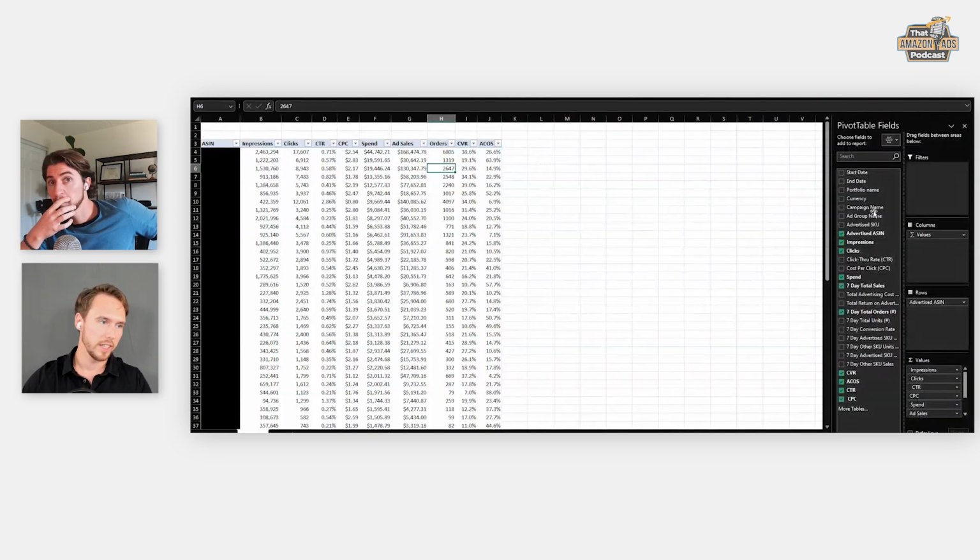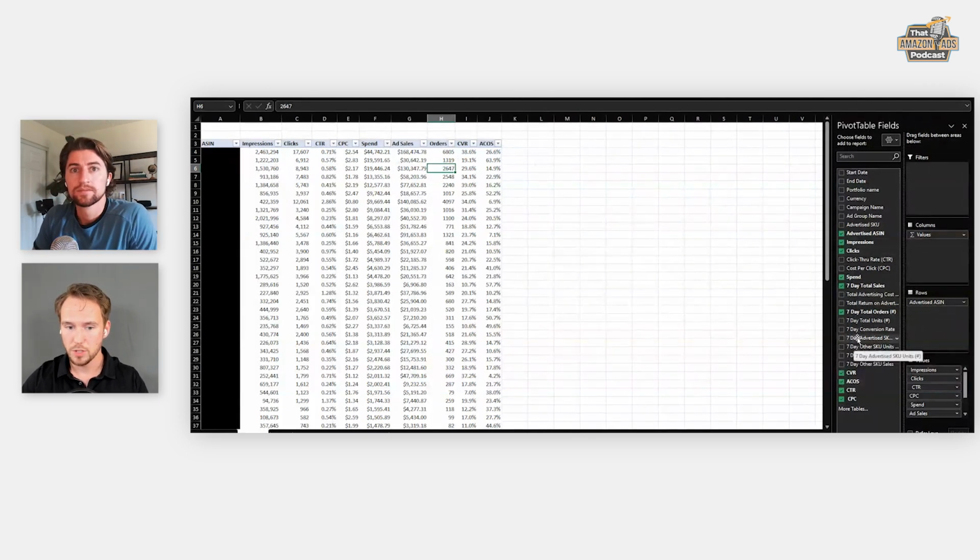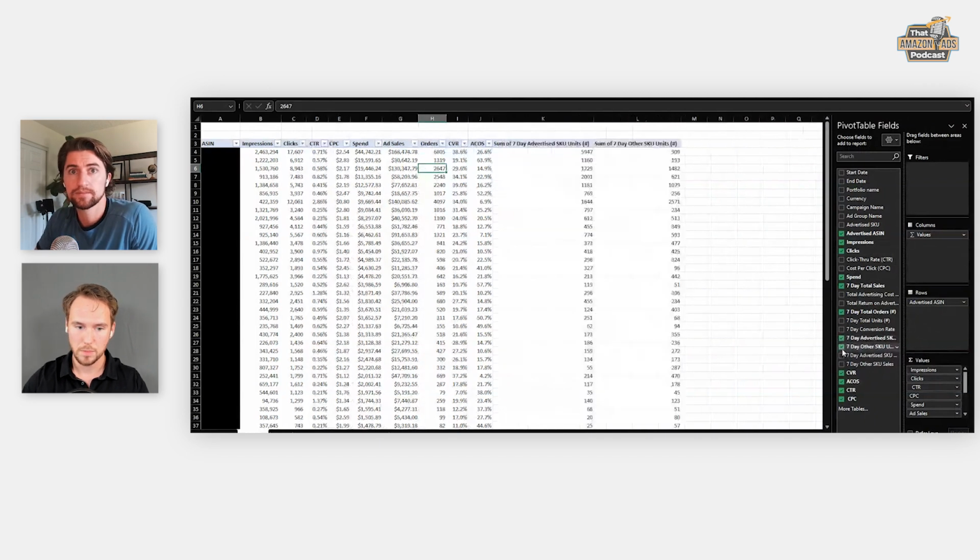You can break it out. You can look at all the different values. You could plug in all your different values over here. You could look at same SKU sales versus other SKU sales, which might be interesting to see. So we could plug those two in there. We can see which products are moving the most same SKU units, so the product that you're advertising is the product that they actually end up purchasing. And then we can see which products have a higher other SKU sale rate.